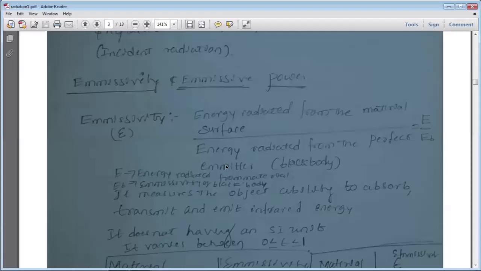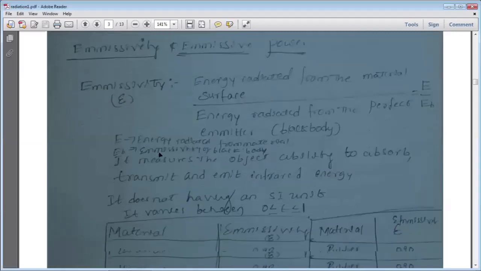Understand? So that is the energy radiated from the material surface to the energy radiated from the perfect emitter, called a black body. So that is E divided by E suffix B. E suffix B is the energy radiated from the black body, and E is the energy radiated from the given material. So this is nothing but the emissivity. Emissivity does not have any SI units, understand?